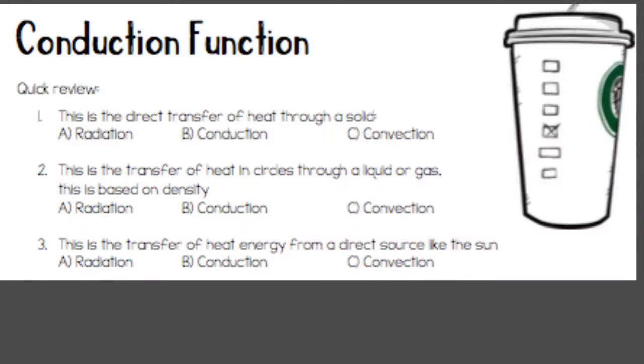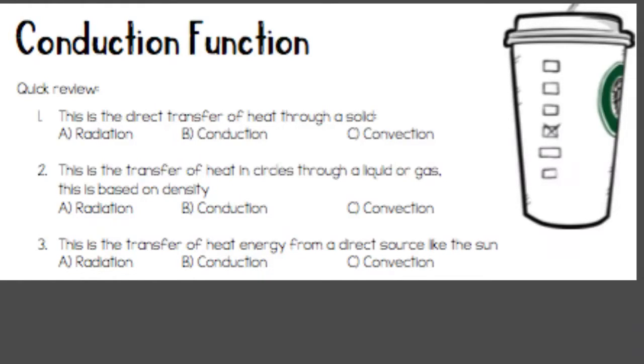This is B, conduction. Number 2, this is the transfer of heat through currents in a liquid or gas. This is based on density. Is that radiation, conduction, or convection? I'm answering in 3, 2, 1. It is C, convection. Remember, conduction is straight through a solid. Convection is through a liquid or gas.